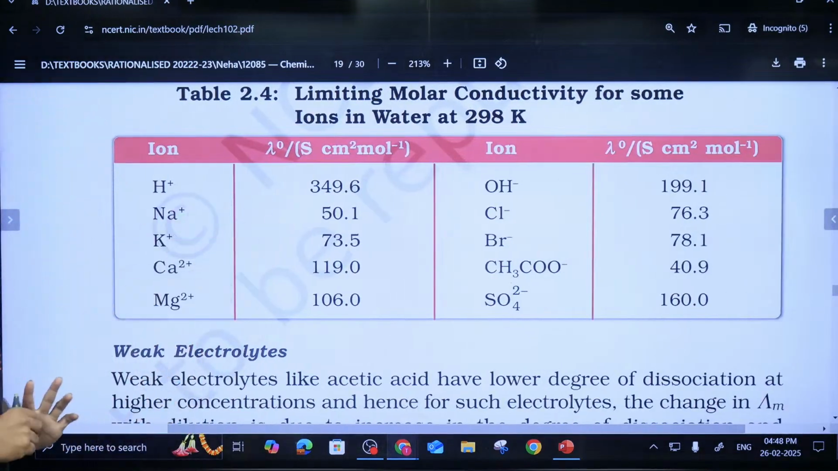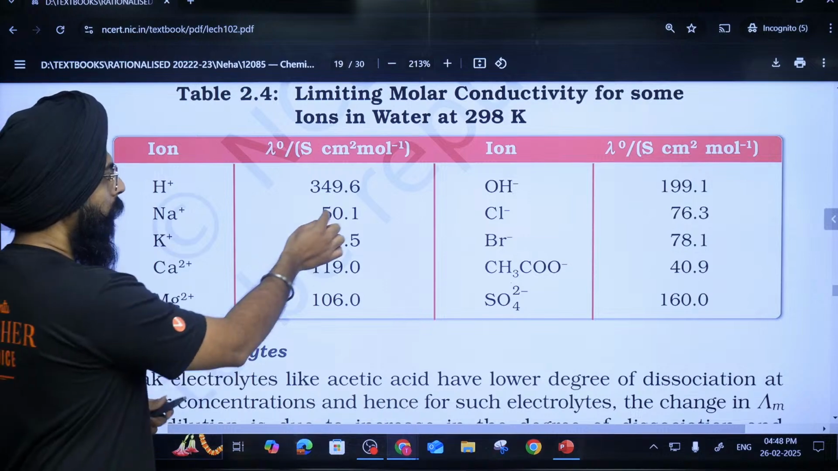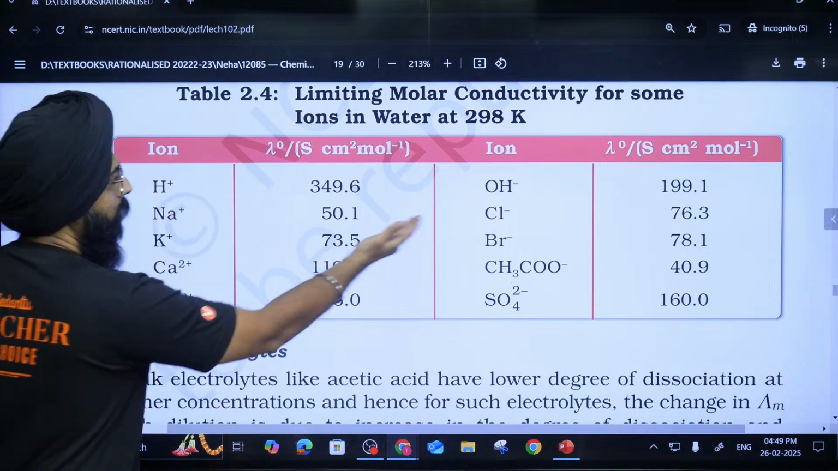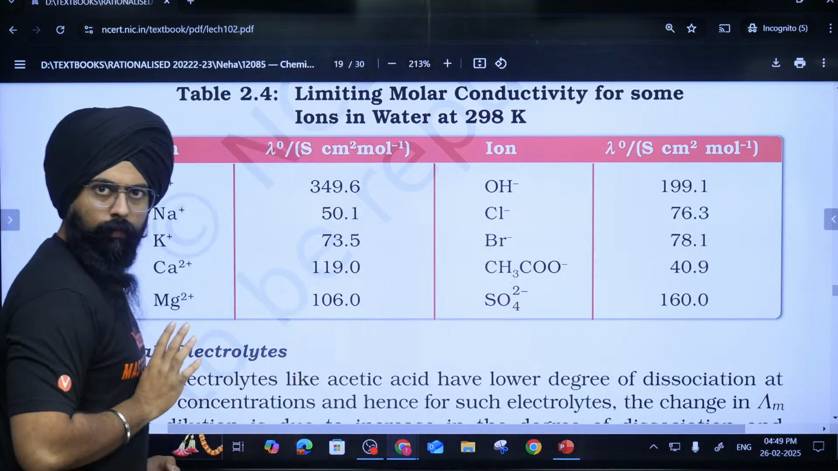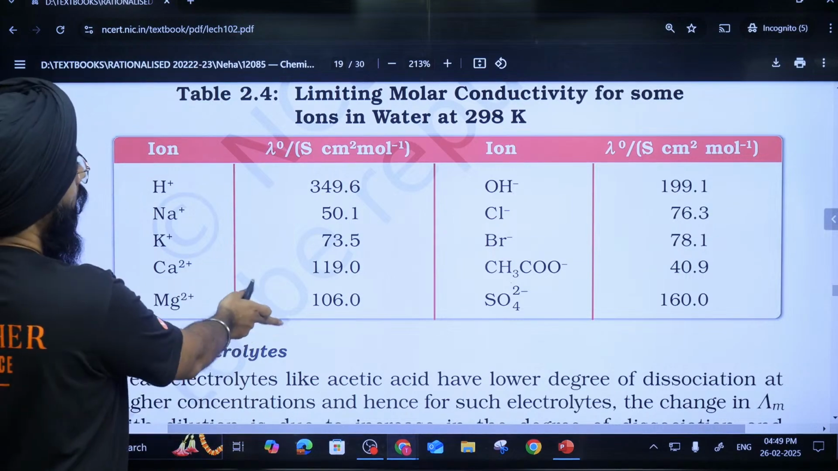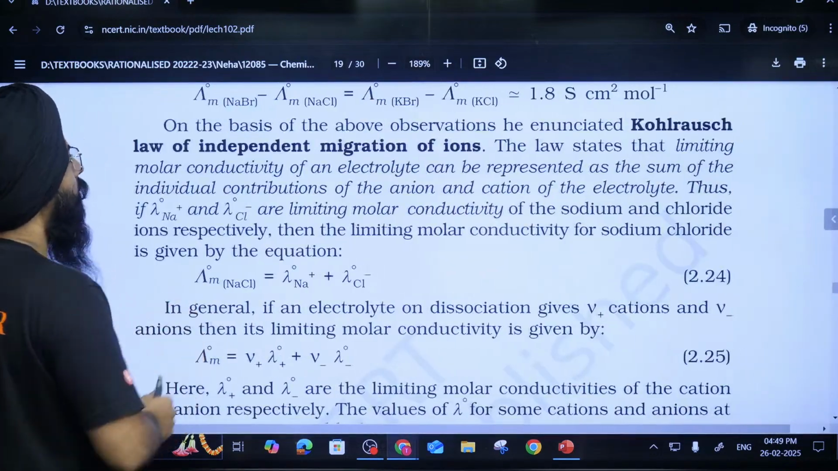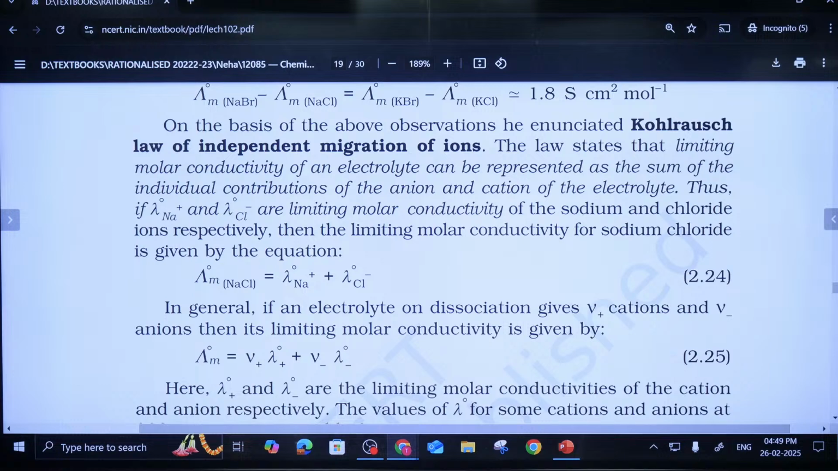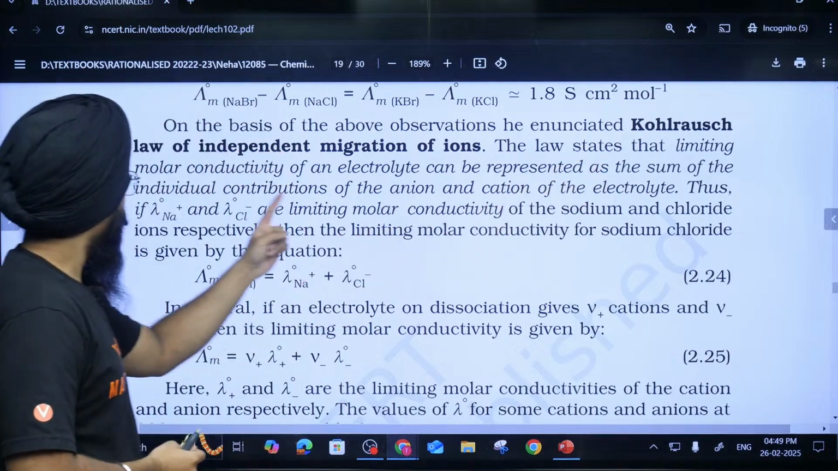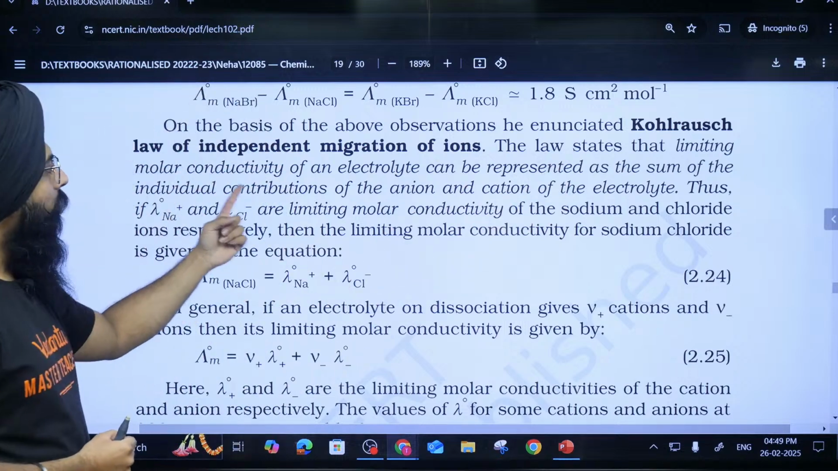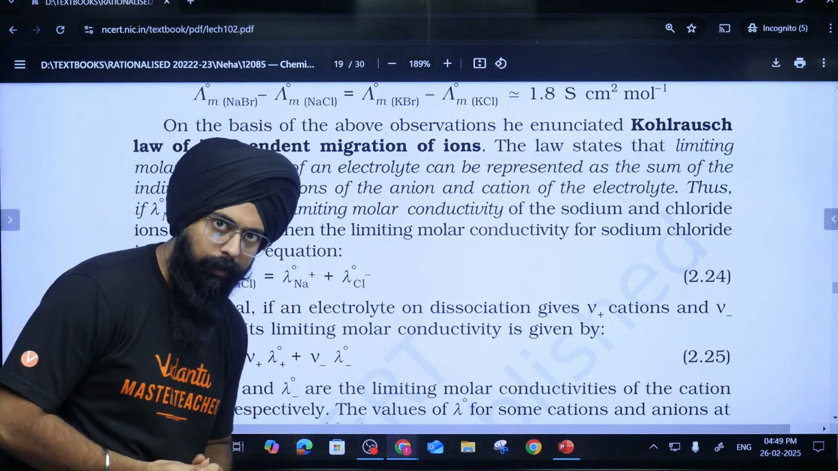So these are the values of limiting molar conductivities that are given. If you want to calculate the limiting molar conductivity for NaOH, simply add these two values. If you want to figure out limiting molar conductivity for HCl, simply add these two values. On the basis of the above observations, he enunciated Kohlrausch law of independent migration of ions. The law states that limiting molar conductivity of an electrolyte can be represented as the sum of the individual contributions of the anion and cation of the electrolyte.